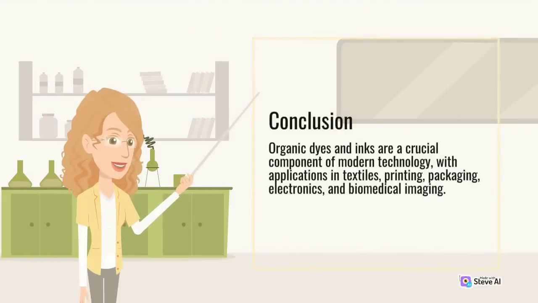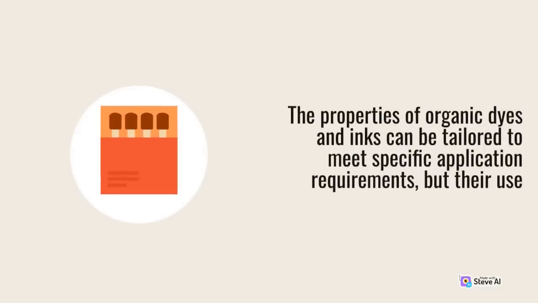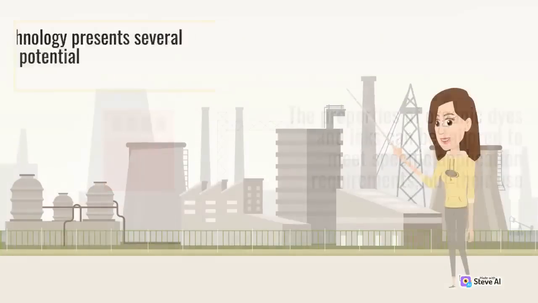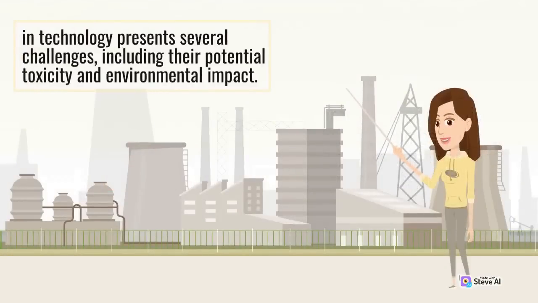Conclusion. Organic dyes and inks are a crucial component of modern technology, with applications in textiles, printing, packaging, electronics, and biomedical imaging. The properties of organic dyes and inks can be tailored to meet specific application requirements, but their use in technology presents several challenges, including their potential toxicity and environmental impact.